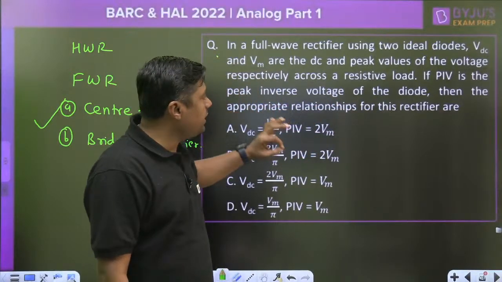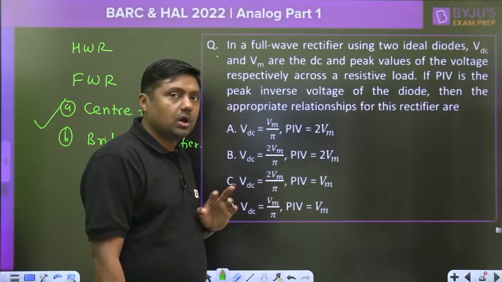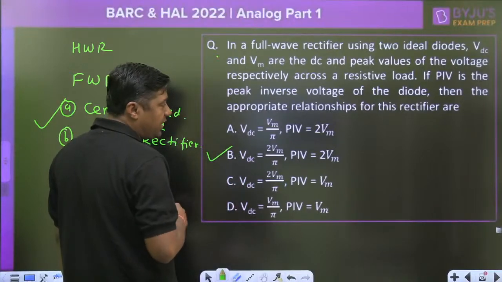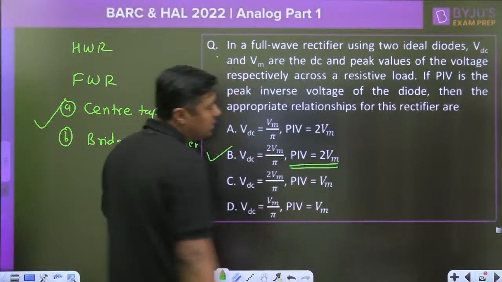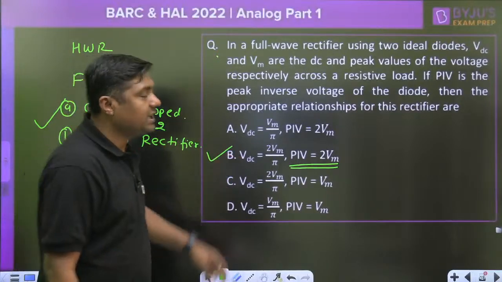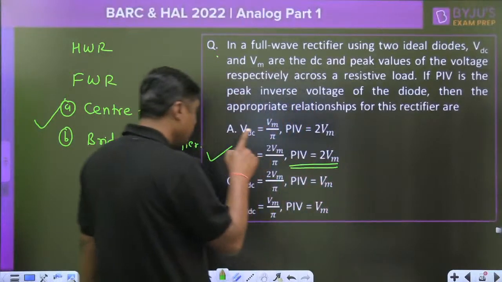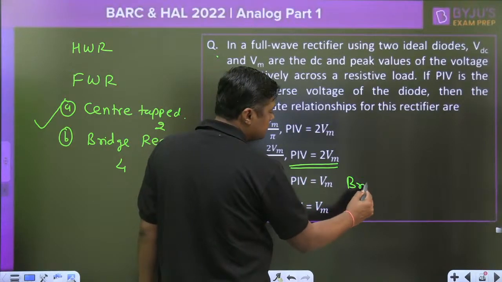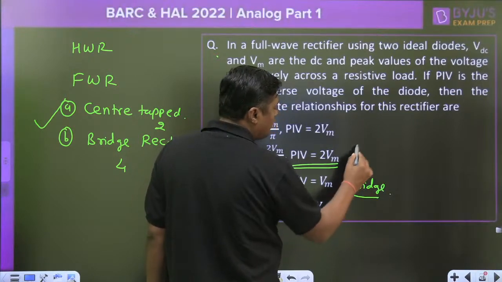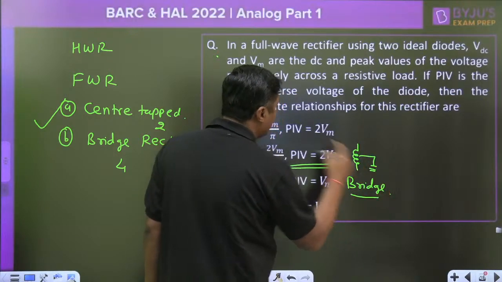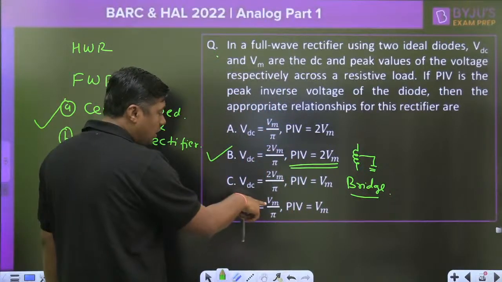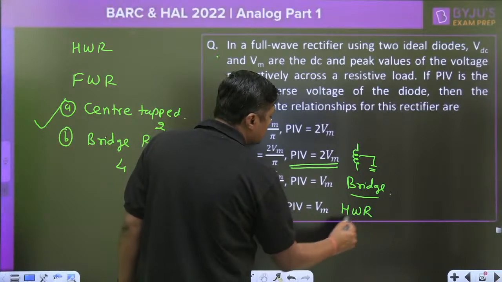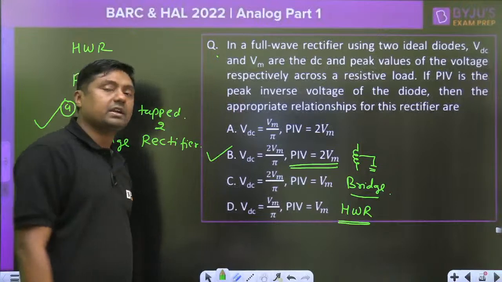Then what are the appropriate relationships for these rectifiers? VDC is equal to 2Vm by pi for the full wave rectifier, and PIV is 2Vm, that is for the center tapped type. For the bridge rectifier, VDC is equal to 2Vm by pi, but PIV is Vm. This is for the bridge rectifier; the earlier one is for the center tapped transformer type. And when VDC is Vm by pi and PIV is Vm, this is for the half wave rectifier.